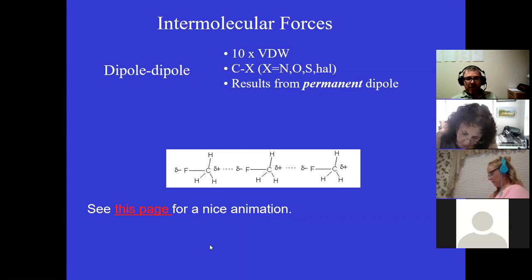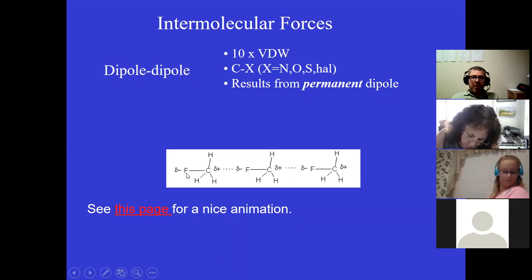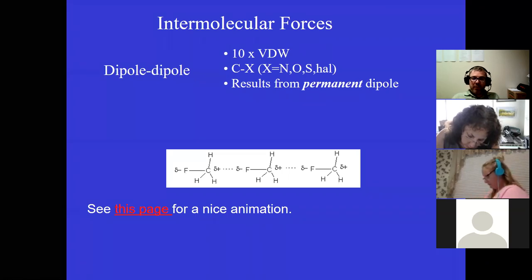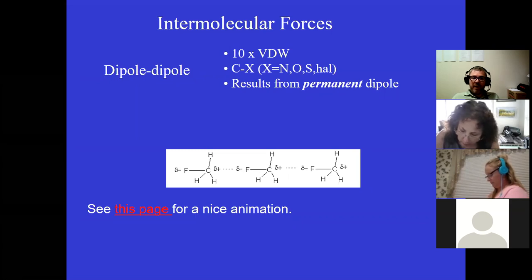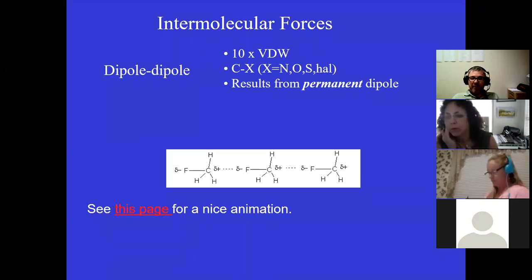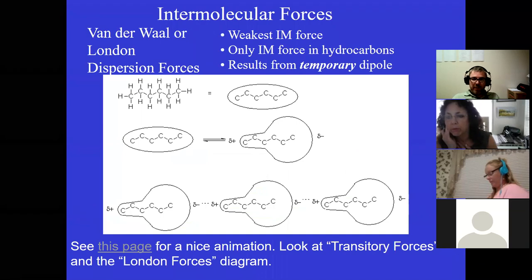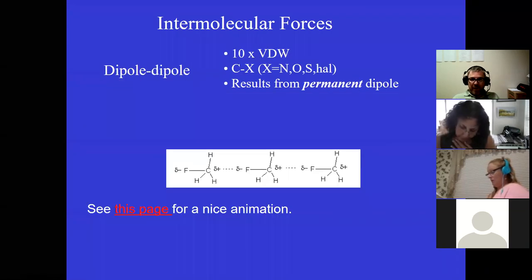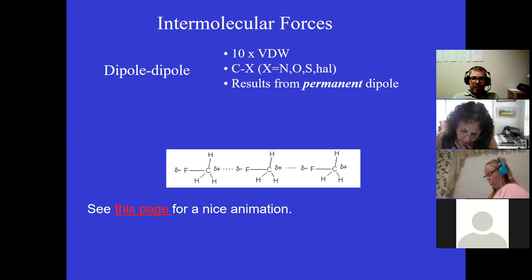So what happens is, let's say we've got a CX where we've got CF here. Now remember that the delta minus always goes on the more electronegative of the two elements. And we know F is more electronegative than C, so the delta minus goes on the F, the delta plus goes on the C. And then you can see that same attraction between them. But the delta minus and delta pluses are much bigger here than they were in the previous one, because this was only temporary and this one is permanent. Does anybody have any questions about the distinction I'm trying to make between these two?